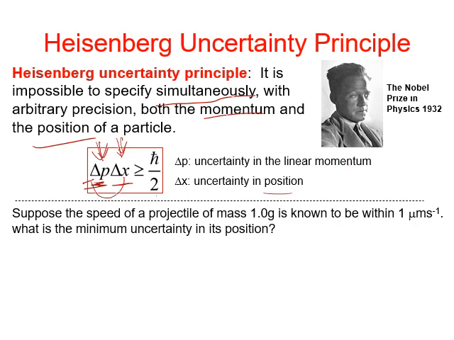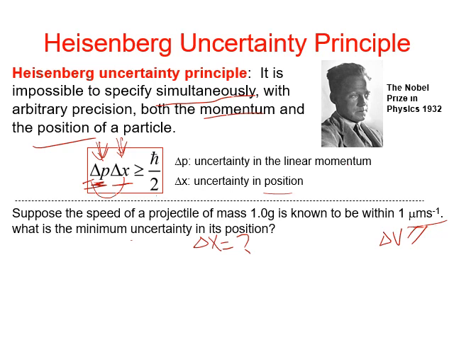Here is an example. Suppose the speed of a projectile of mass 1 gram is known to be within 1 micrometer per second. Okay, so that's the uncertainty of speed. The question is, what is the minimum uncertainty in position, delta x?